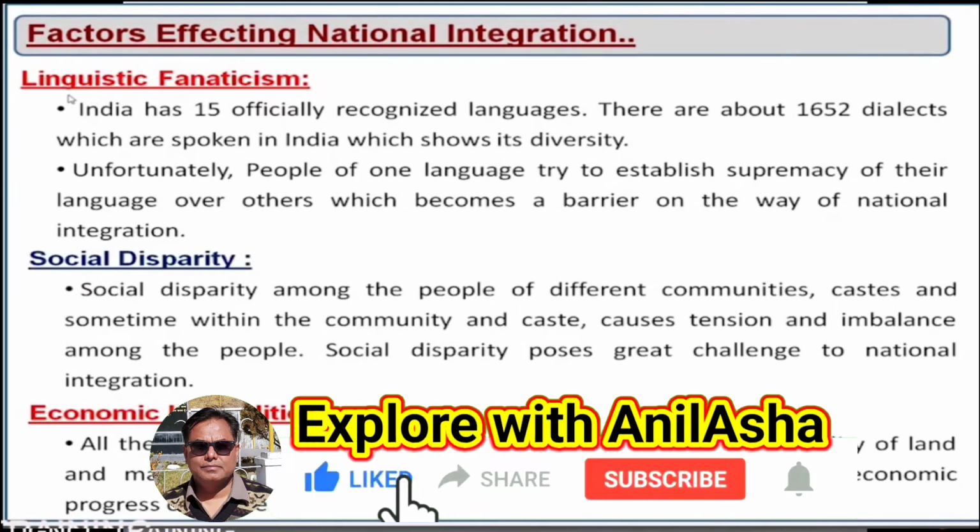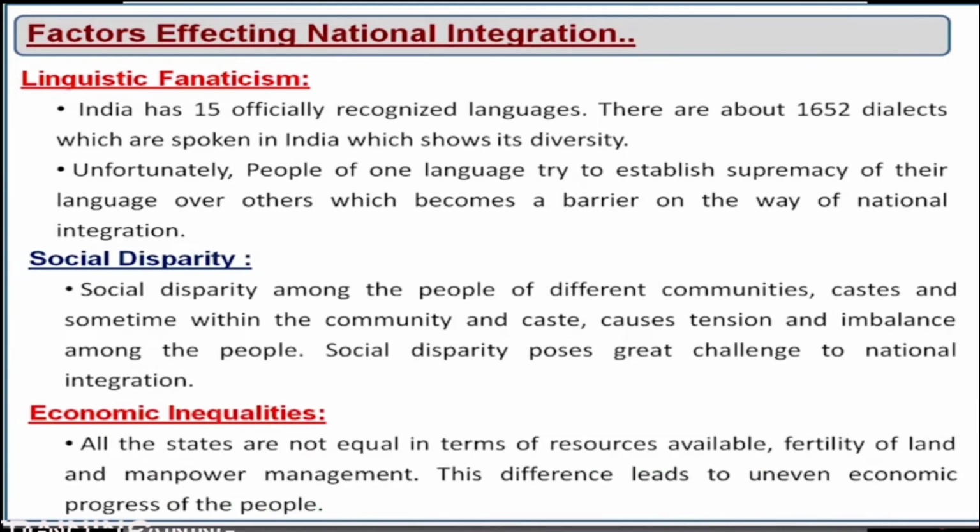Another major factor is linguistic fanaticism. Multilingualism is one of the important characters of India. India has 15 officially recognized languages and there are about 1652 dialects spoken in India, which shows its diversity. But unfortunately, people of one language try to establish supremacy of their language over others, which becomes a barrier on the way of national integration.